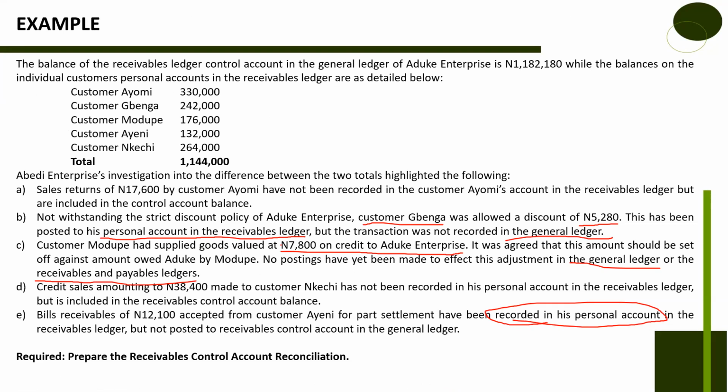Okay, so look at this example. The balance on this account for Aduke is 1,182,180, while the balances on the individual personal accounts in the receivable ledgers are this.